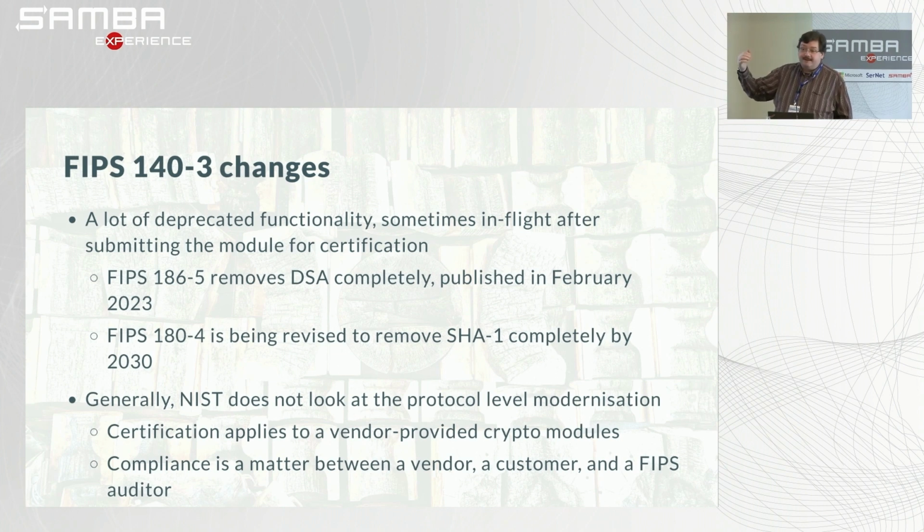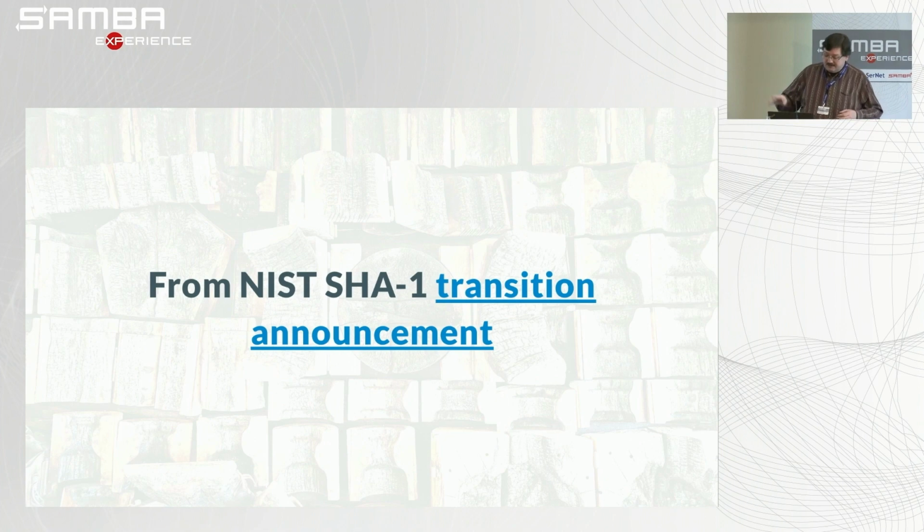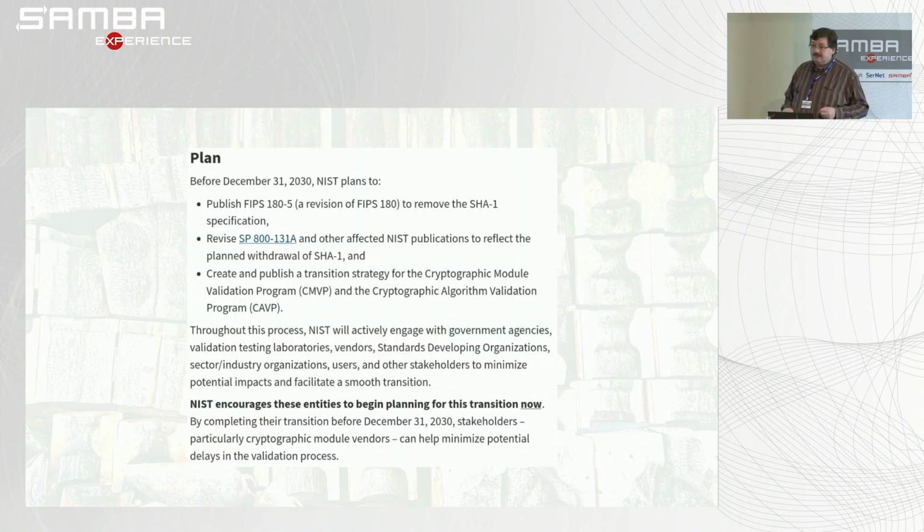How you achieve that compliance in your software is up to you. So what happens is that the compliance is a matter between the vendor, a customer, and whoever audits the customer, the FIPS auditor for the customer. This goes into weird situations. For example, this is the SHA-1 announcement from December last year: the plan from NIST is that they will publish all the updated documents that say SHA-1 has to be deprecated and never used anymore after about 7 years in the future, in 2030.